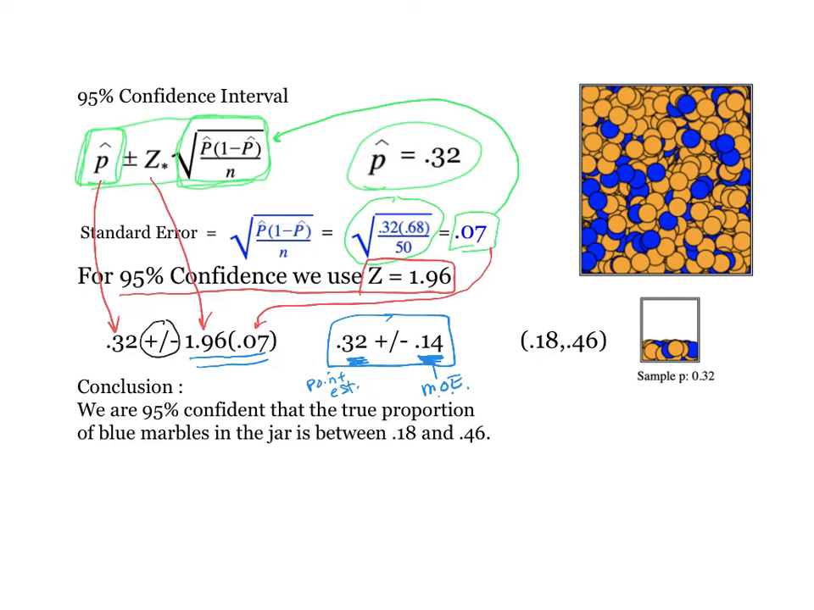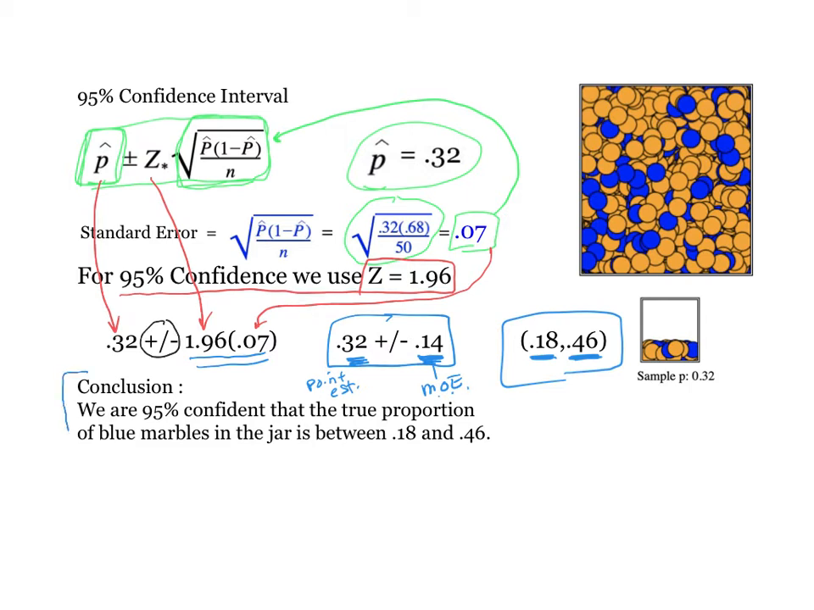Now, another way to illustrate this confidence interval would be to take 32 plus 14%, which would be 46%, and do 32 minus 14%, which would be 18%. So this ends up to be my confidence interval, 18 to 46%. And this is called interval notation. We usually put confidence intervals in parentheses, and we separate the values by a comma.